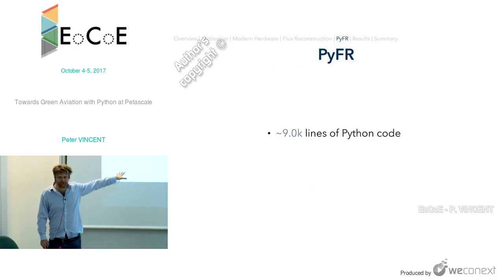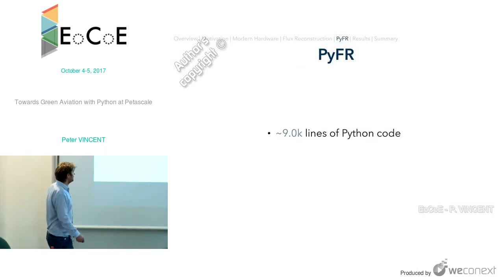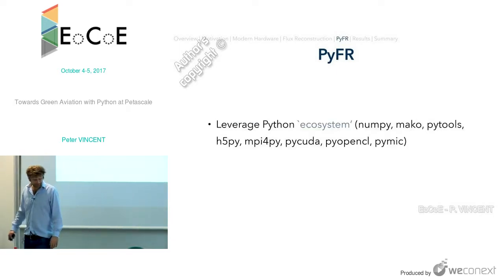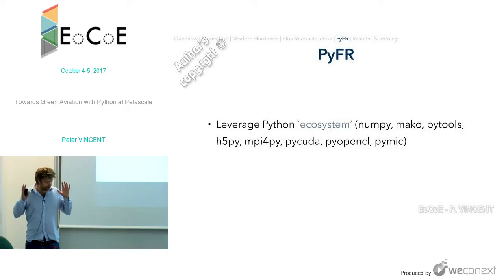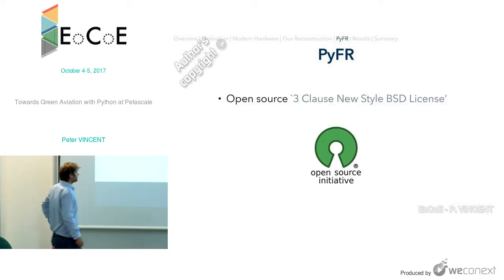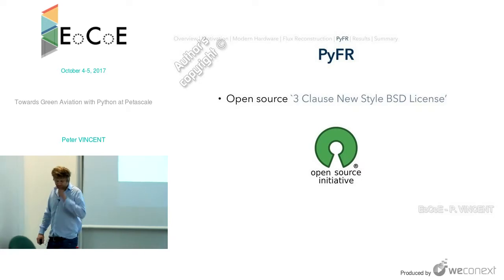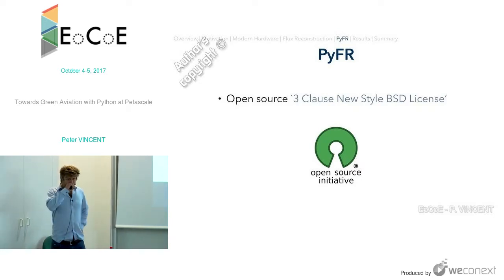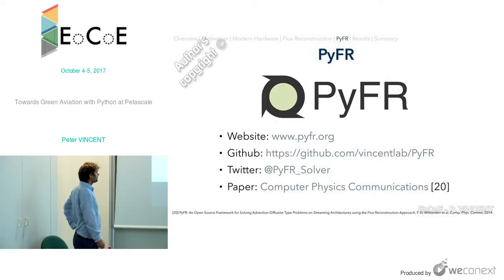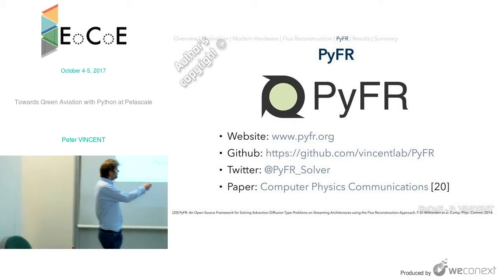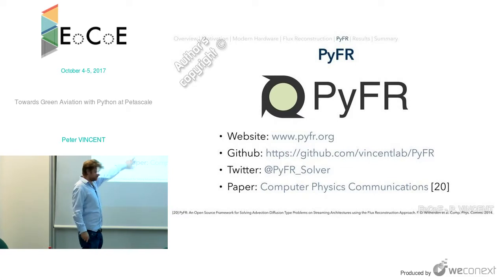9,000 lines of code, slightly outdated now because we added in the incompressible solver, so there's about 10,000 lines of code, but anyway. We leverage the Python ecosystem heavily to keep the number of lines of code down. It's all open source. I'm a big advocate of open source software for scientific computing. And you can download the code from here and here and follow us on Twitter.